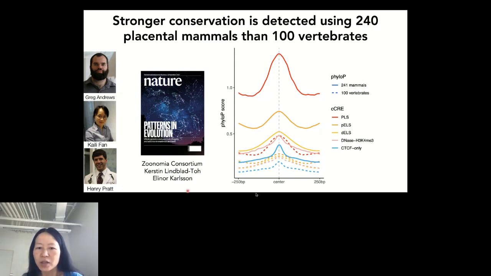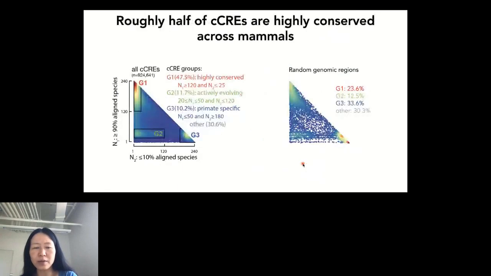Students Greg Andrews, Kylie Fan, and Henry Pratt from my lab led this new analysis I'm about to tell you. I have already showed you the conservation of vertebrates in these dashed lines. And if we use the 240 placental mammals, so 241 mammals, because dog has 2 genomes in this collection, you can see the solid lines are from mammal conservation. They are much higher than the vertebrate conservation. Okay, that's a good sign. More genomes in more recent evolutionary history will allow us to discern more conservation.